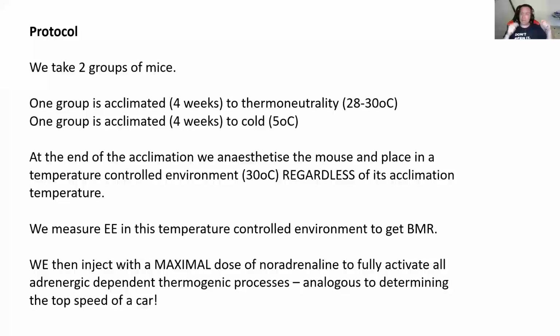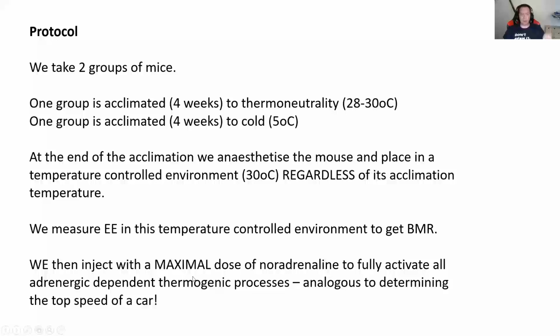At the end of the acclimation period, we anesthetize the mouse and place it in a temperature-controlled environment at 30 degrees C, because once we've anesthetized it, we have to maintain its core body temperature. And this is done regardless of its acclimation temperature. So we do the measurement at 30 degrees C, regardless of whether they were acclimated to 30 or acclimated to 5. We then measure the energy expenditure in this temperature-controlled environment to get the basal metabolic rate.